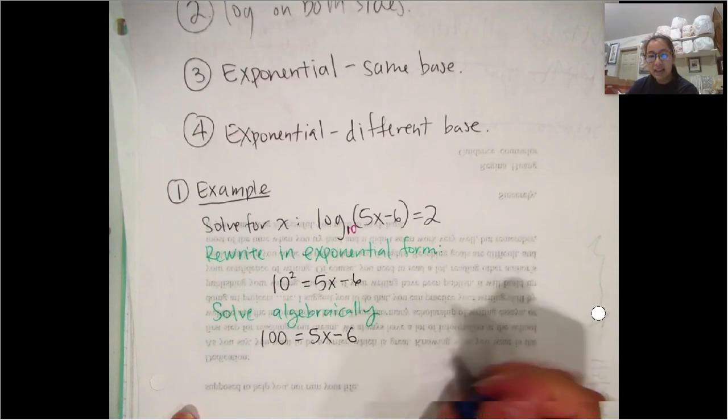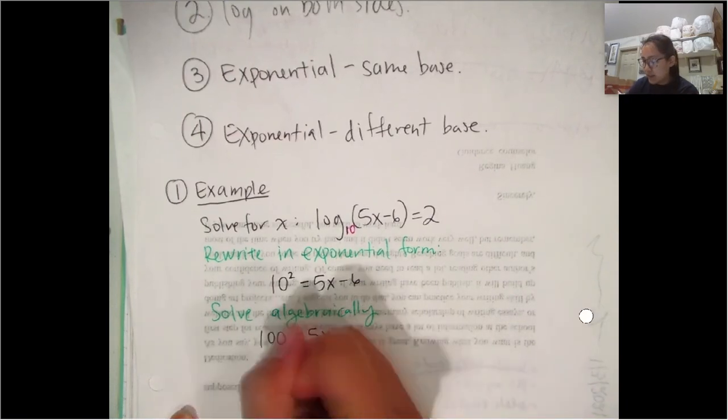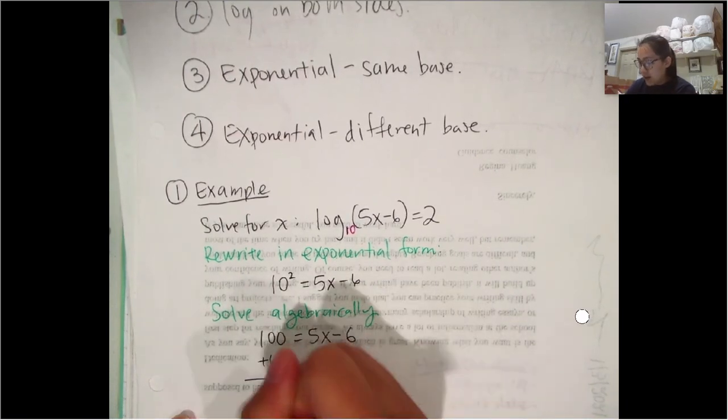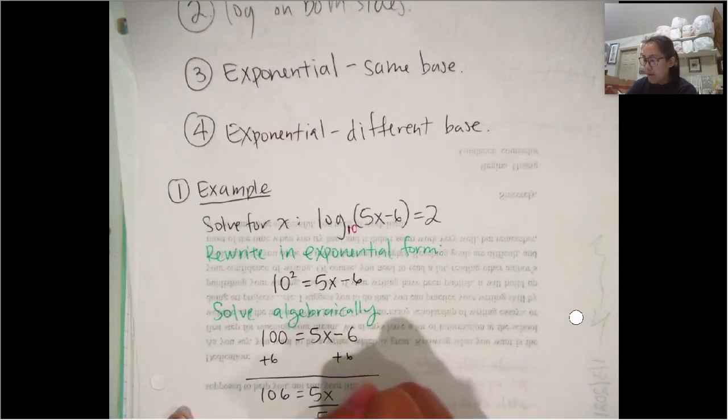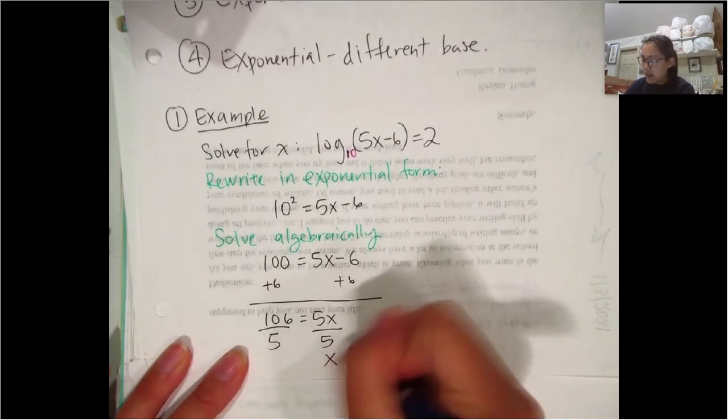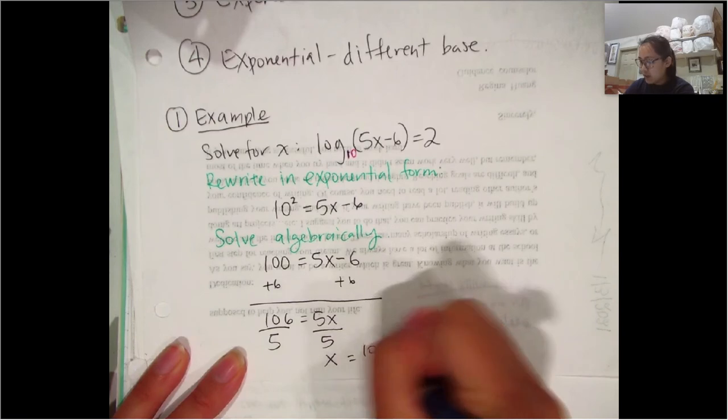You're going to want to add the 6 to both sides. So we add 6 to both sides, and we have 106 equals 5x. And then you divide both sides by 5. And so this is basic algebra. And so we get x equals 106 over 5.